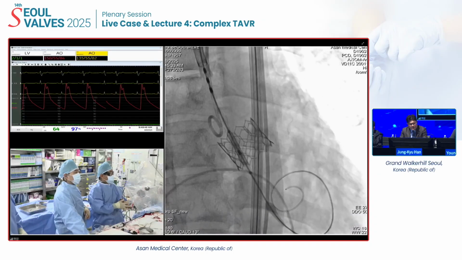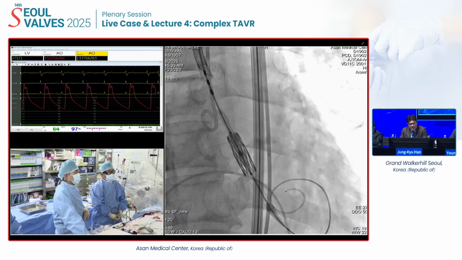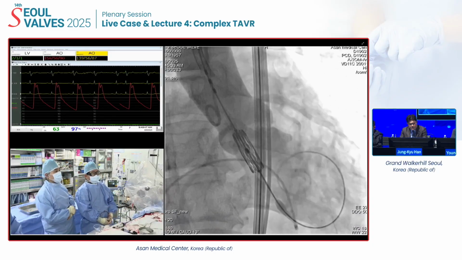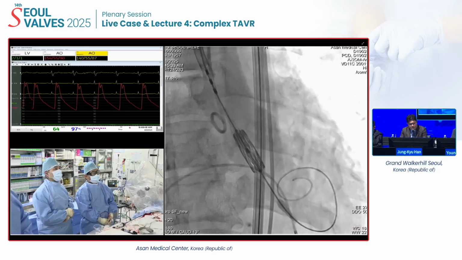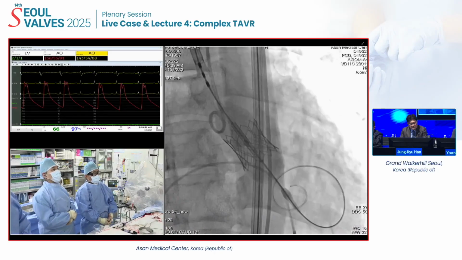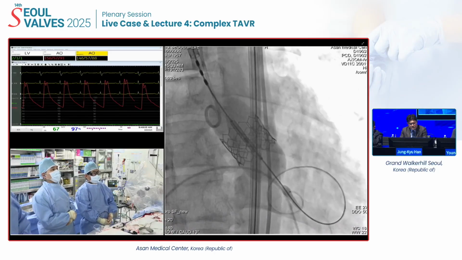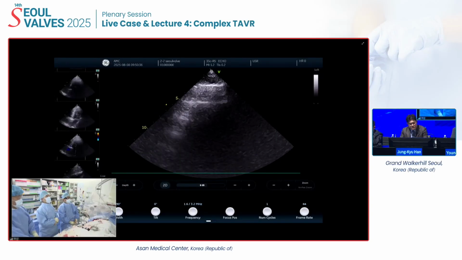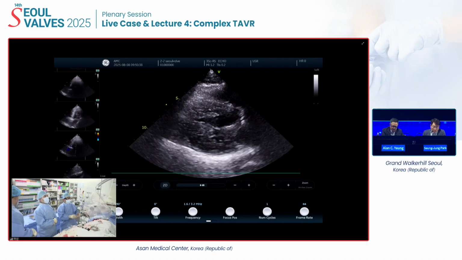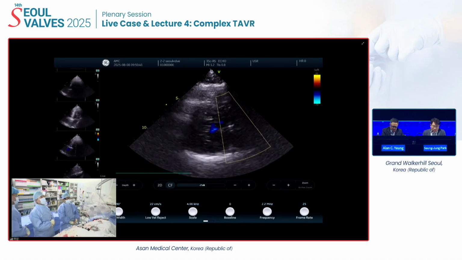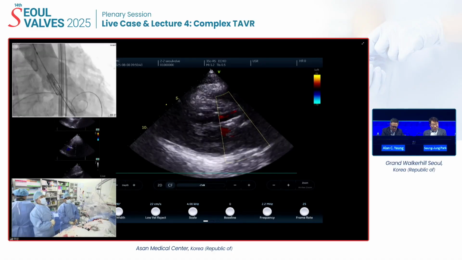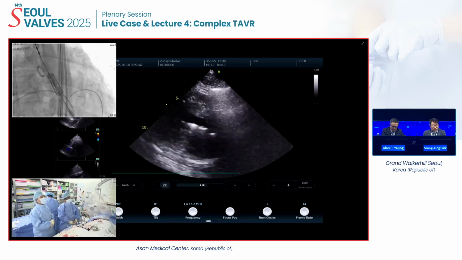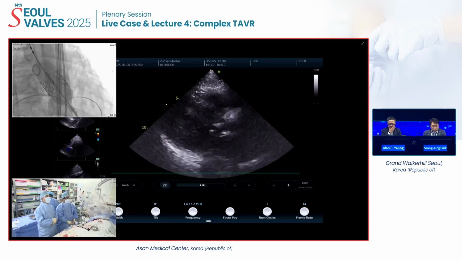So could you show us the echo? Diastolic pressure is getting higher and higher, to 50, 60. So I definitely think that there is no significant paravalvular leakage. So in case of very calcified aortic valve disease, particularly the bicuspid anatomy, the undersizing valve, I think, is very effective and safe.